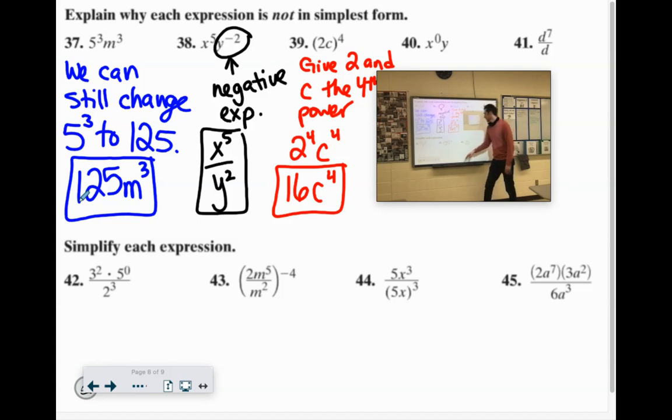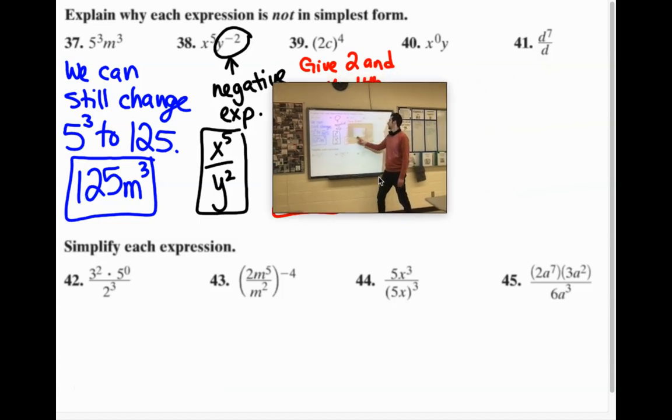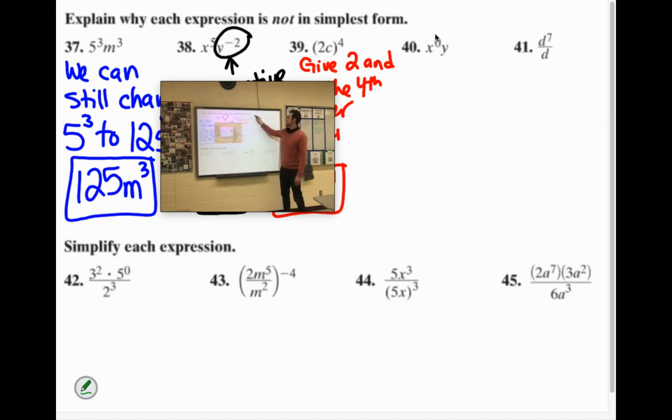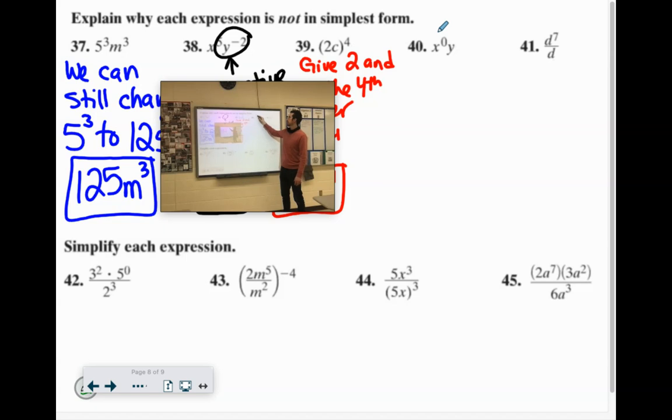Okay, let's see what else we got. x to the 0, y. x to the 0 equals 1. So that will go away. So it would simplify to just y. Can't have stuff to the 0 power in our final answer.